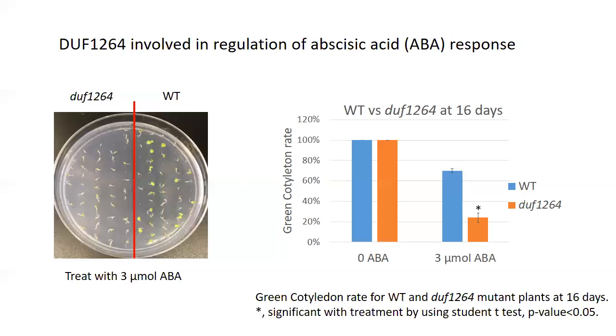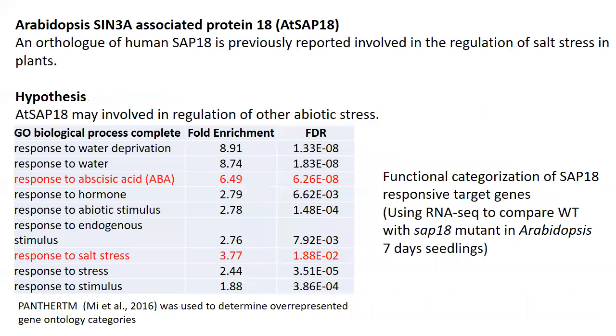So this suggests that the DAF protein family is involved in the regulation of the ABA response. That's all I want to talk about ABI3, this protein. For my other project, I want to talk about another protein called CEP18. This protein was previously reported to be involved in the regulation of salt stress.